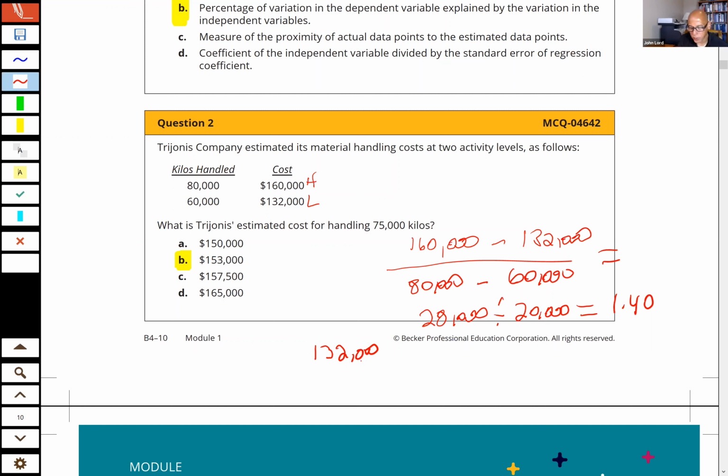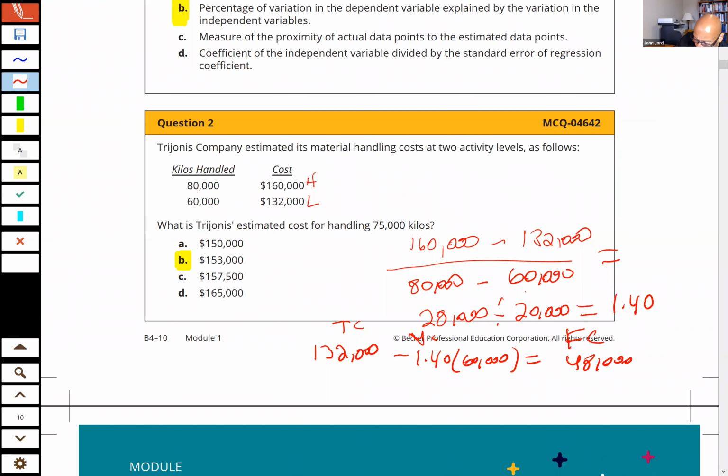So I'm going to say, well, 132,000, which is my total cost, minus my variable cost at the low number of units, as VC, variable cost. And so I'm going to have to take this $1.40 times the low number of units, which is the 60,000. Okay. And that difference, total cost minus variable cost, equals what? Equals fixed cost. And so the fixed cost here are 48,000.